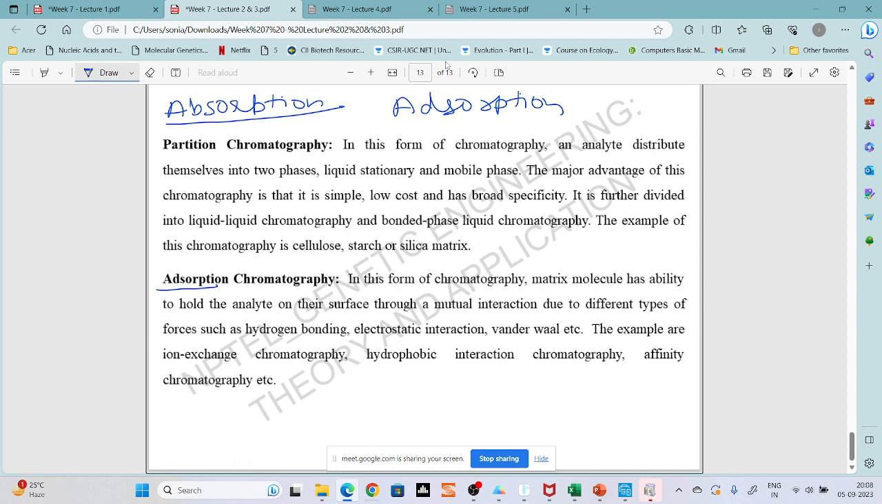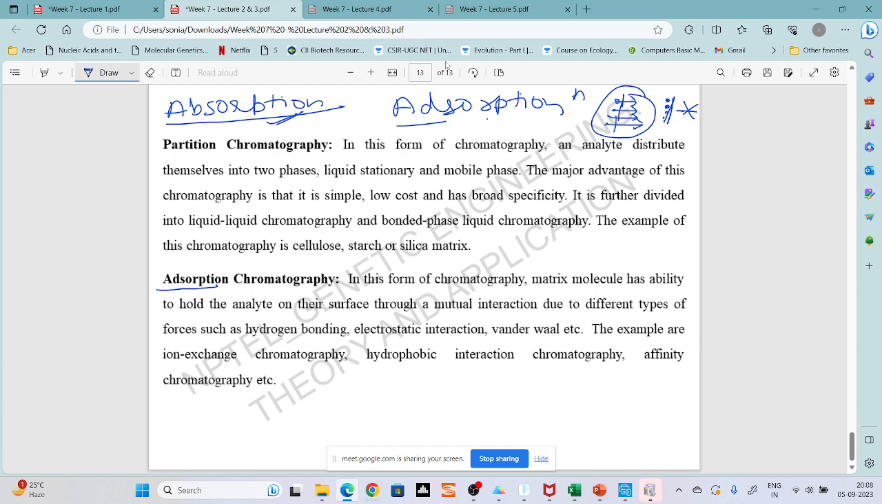Suppose nutrients: cells absorb the nutrients. Cells do not adsorb the nutrients, cells absorb, because cells take up the nutrients inside. So in adsorption, if this is a surface, and molecules are just sitting on the surface and not going inside it, then that is known as adsorption. And if the molecules are going inside the surface also, then this is known as absorption.